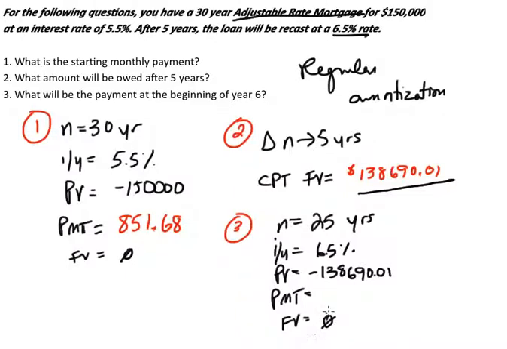Again, whenever you recast, it's regular amortization. So I'm going to punch in these numbers. Your number here could be a little bit off from mine, and that would be understandable depending on whether or not you actually punched in your present value or whether you just used what was already in the calculator. But I am getting $936.45. Again, as long as you're close to that, you are good to go.